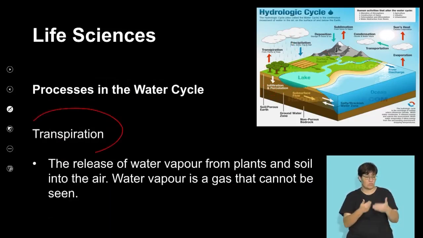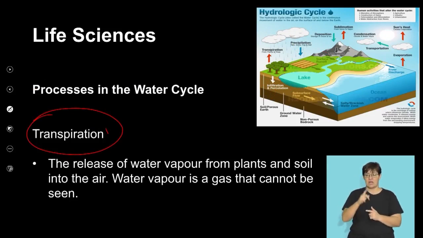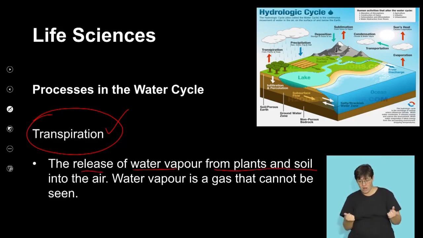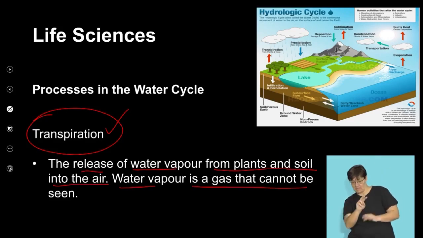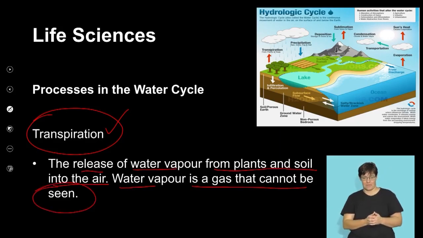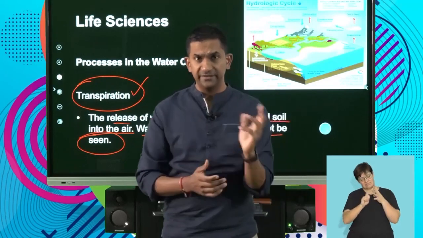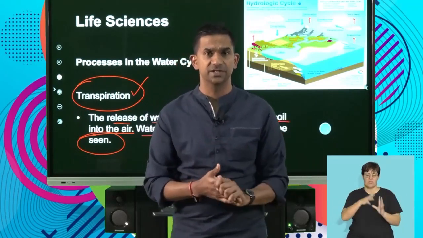An important process that also contributes to the water cycle is transpiration. Again, transpiration is the release of water vapor from plants and soil into the air. Water vapor is a gas that cannot be seen. Guys, we've looked at the effect of various factors on the rate of transpiration.